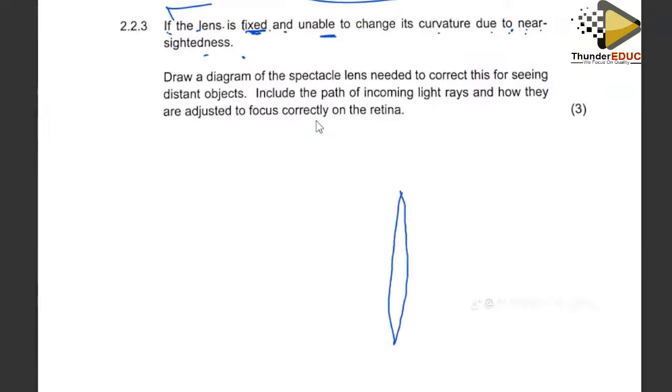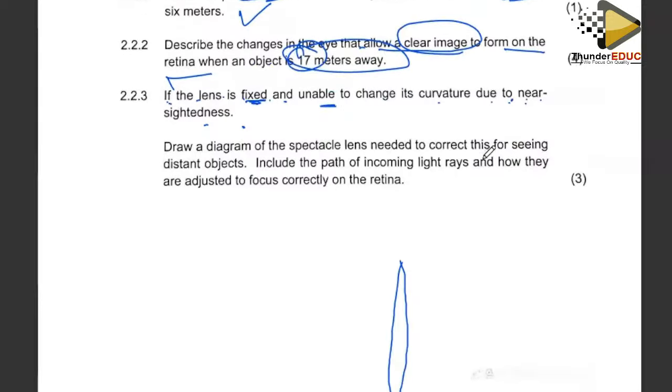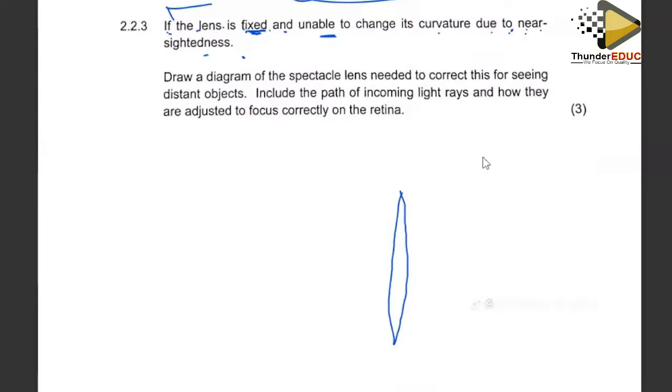Yes, it looks a bit thin now. And then it's unable to change its curvature due to nearsightedness, meaning that you want to see objects which are near, but you won't be able to see them. You can't change. You only see the objects which are far, which is long sightedness. So it means that if you are near, yes, and then this is the retina, which is here, and you're supposed to see the far object, it comes and then the object is formed here.